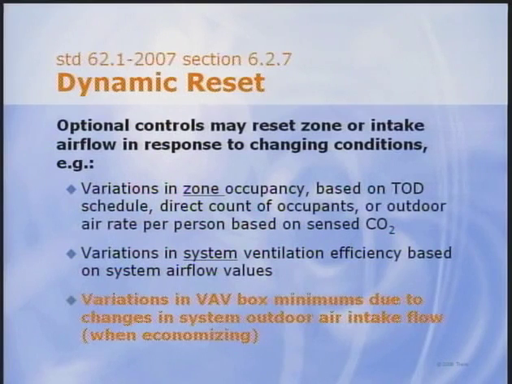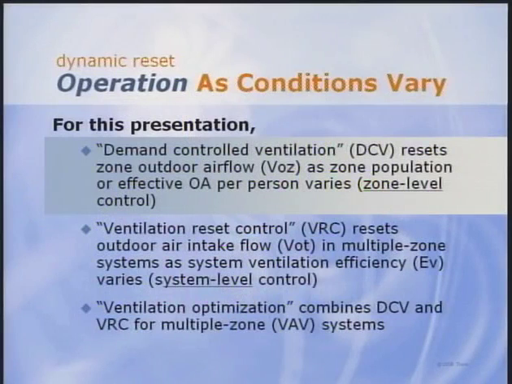These controls respond to changing conditions such as variations in zone occupancy, system efficiency, or outdoor air intake during economizer operation. We'll talk about the first two of these, starting with variations in zone occupancy. Actual population changes the demand for ventilation, so control approaches that adjust zone outdoor airflow in response to current population are often called demand-controlled ventilation.